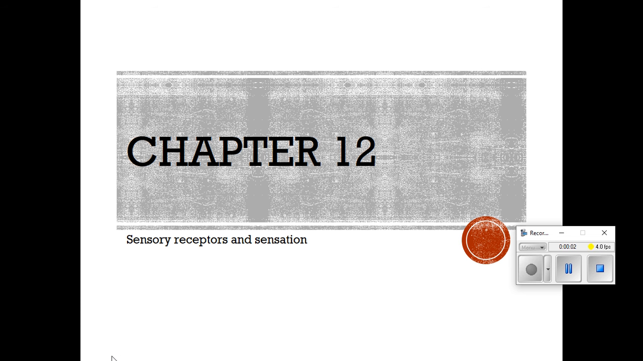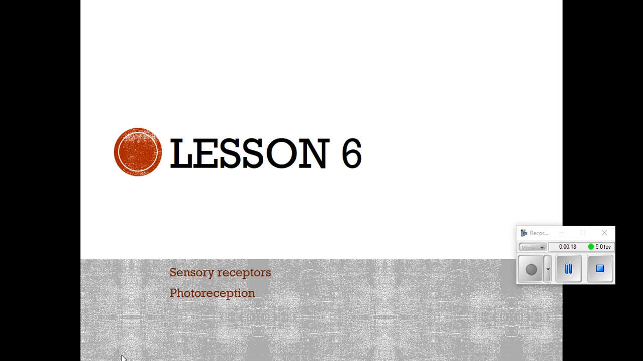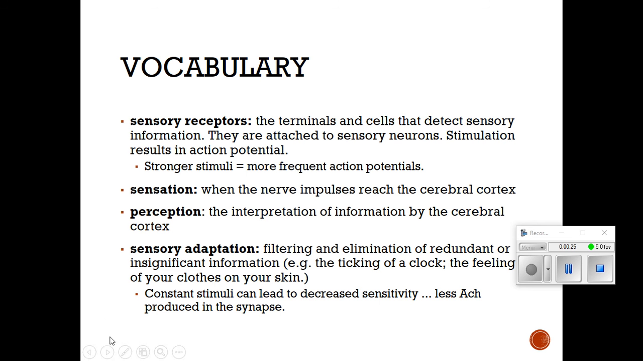So chapter 12 in the physical or digital textbook just gives you a bit more information about sensory receptors and sensation, which are really part of what your nervous system does. But now we're just going to go into a bit more detail on some of those specific receptors. So this lesson will be about sensory receptors in general and specifically about photoreceptors.